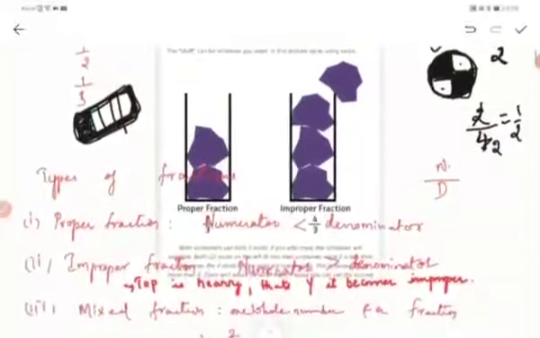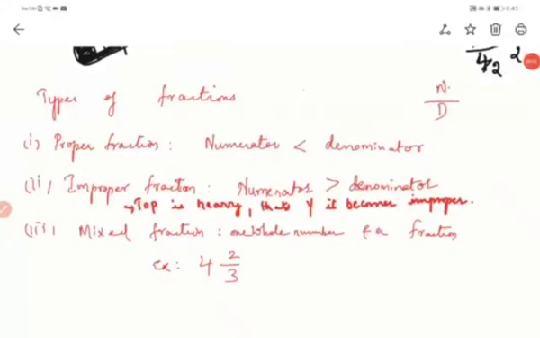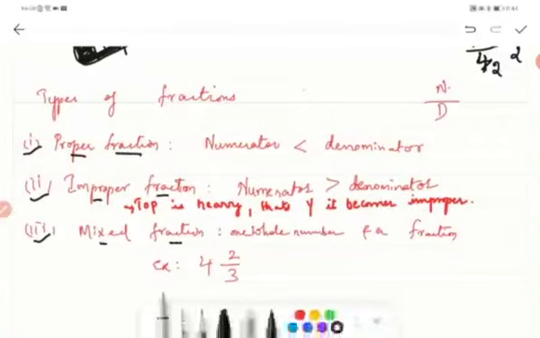All right. So you have three types of fractions. Okay, proper fraction, improper fraction, and mixed fractions. Okay, so first, what is a proper fraction? Do you remember, students? In a proper fraction, your numerator is always less than the denominator. Okay, numerator is always light, or you can say less than the denominator. So this is the main difference.